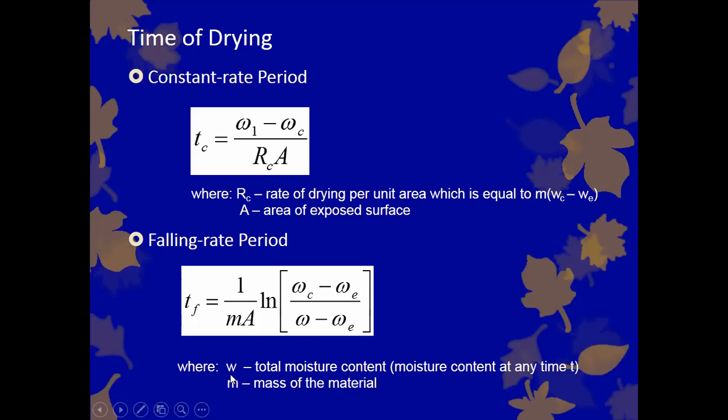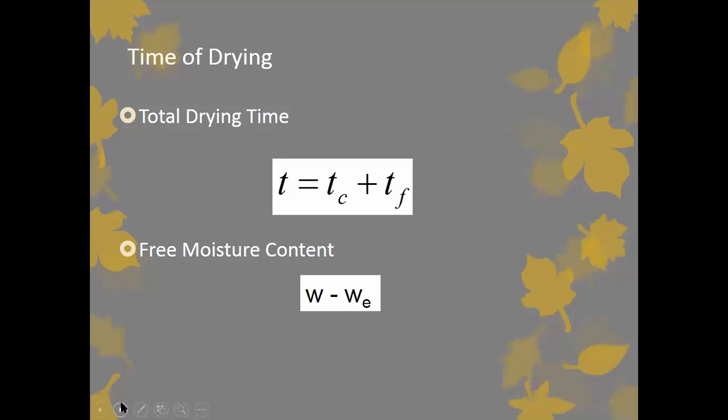So in determining the drying time, we need to get the sum of these two. This is the total drying time. So you need to get the sum of the two, and the resulting formula will be, of course, the sum of the two. I did not write it here anymore.